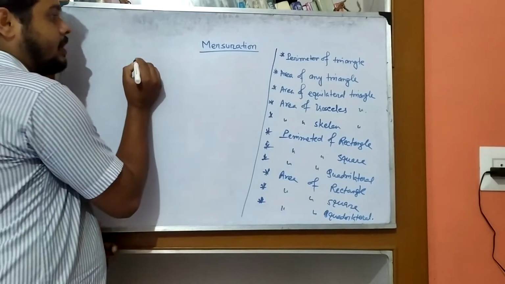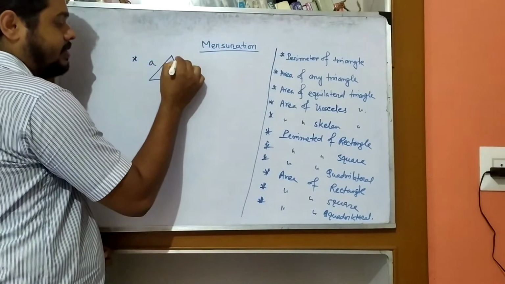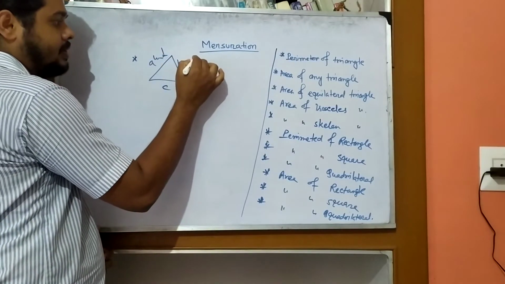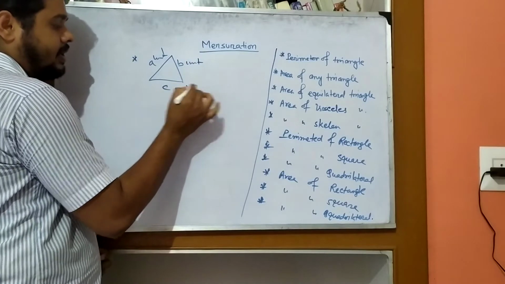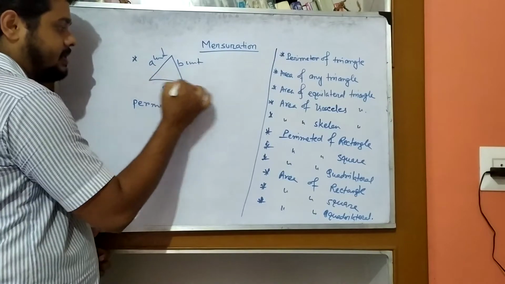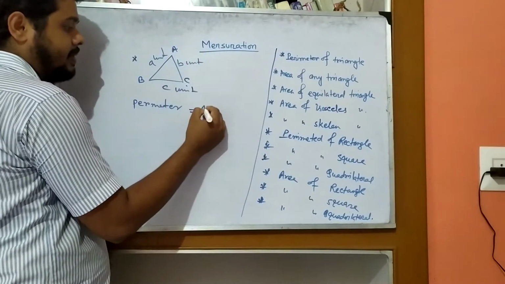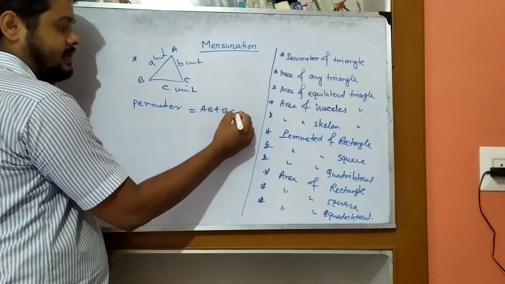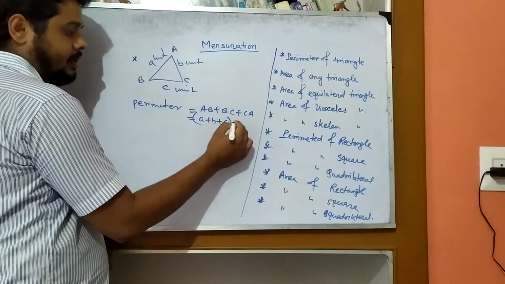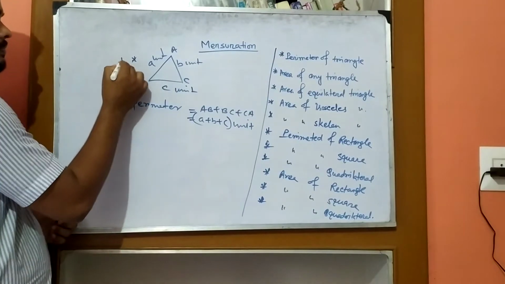First of all, perimeter of any triangle. See, if three sides are respectively A unit, B unit and C unit, then obviously perimeter means length of fence. That means, suppose ABC is the triangle, then perimeter means AB plus BC plus CA. That is A plus B plus C unit. Okay, that is the first one.